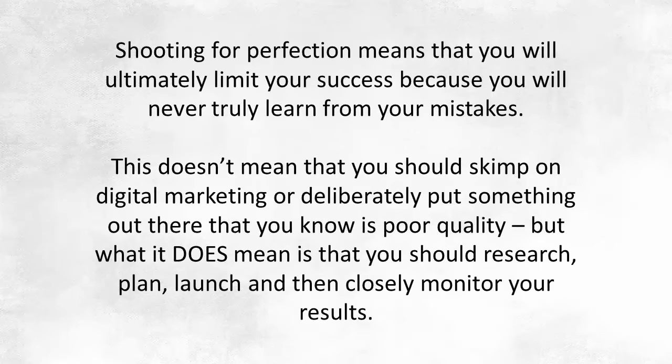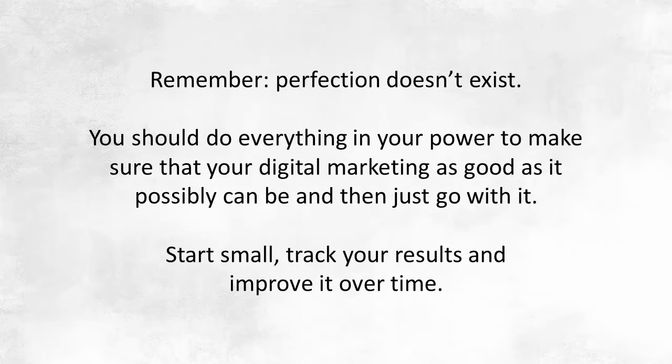Shooting for perfection means that you will ultimately limit your success because you will never truly learn from your mistakes. This doesn't mean that you should skimp on digital marketing or deliberately put something out there that you know is poor quality. But what it does mean is that you should research, plan, launch, and then closely monitor your results. Remember, perfection doesn't exist. You should do everything in your power to make sure that your digital marketing is as good as it possibly can be, and then just go with it. Start small, track your results, and improve it over time.